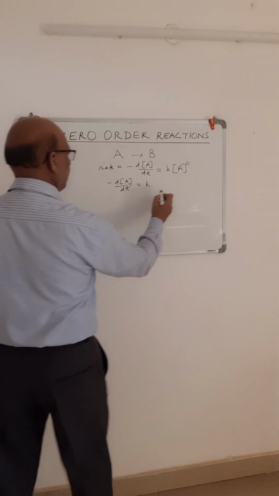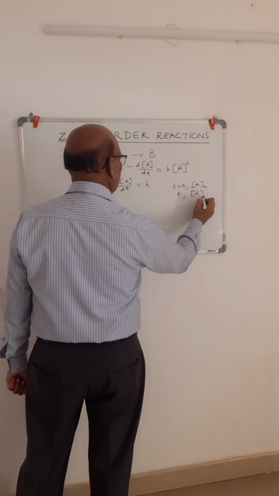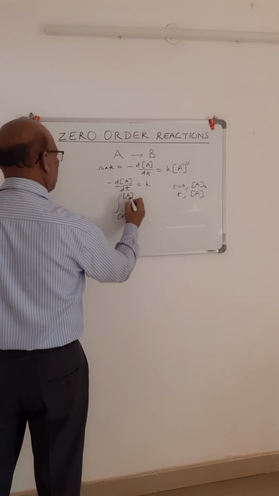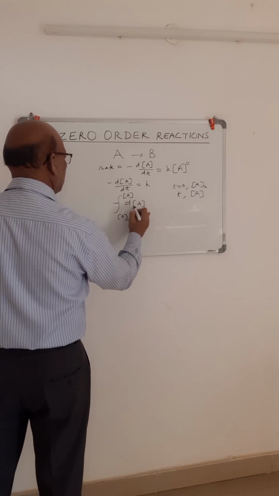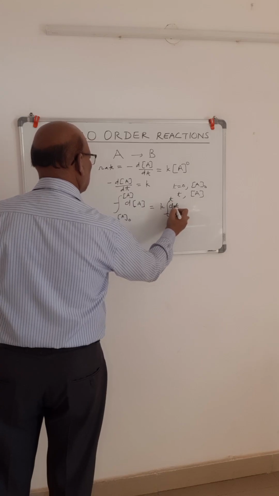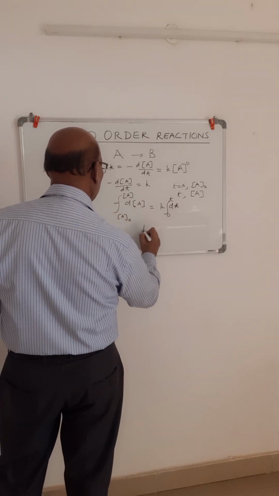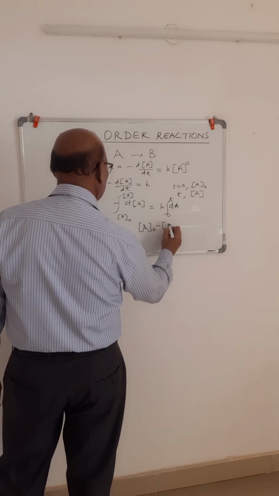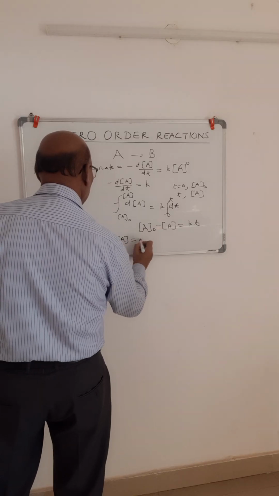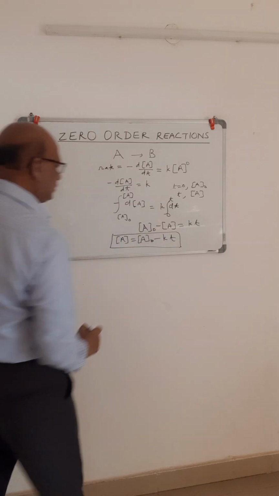अभी हम इसको integrate करेंगे from time t equal to 0 when concentration of A was A naught to time t when concentration is A. So let us integrate this equation from A naught to A. Minus dA will be equal to K dt from 0 to t, because concentration at time t equal to 0 is A naught and at any time t it is A. So this will become A naught minus A is equal to Kt, and it can be rearranged to write as A equal to A naught minus Kt, and this is the integrated rate law for zero order reaction.